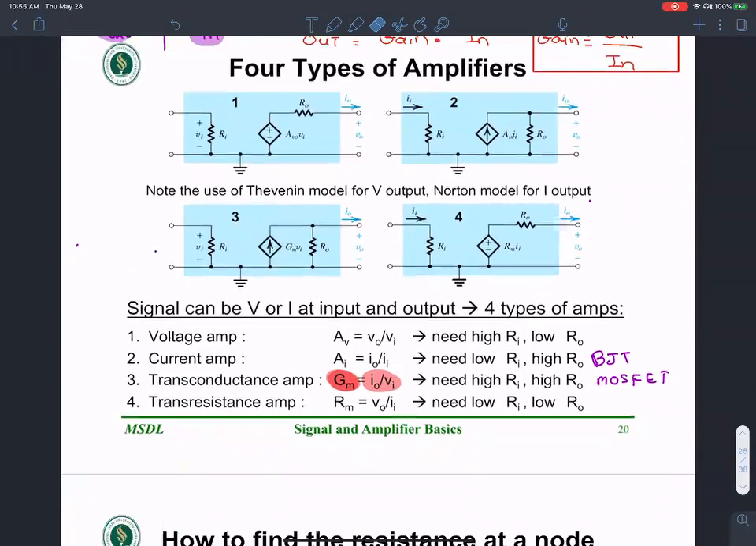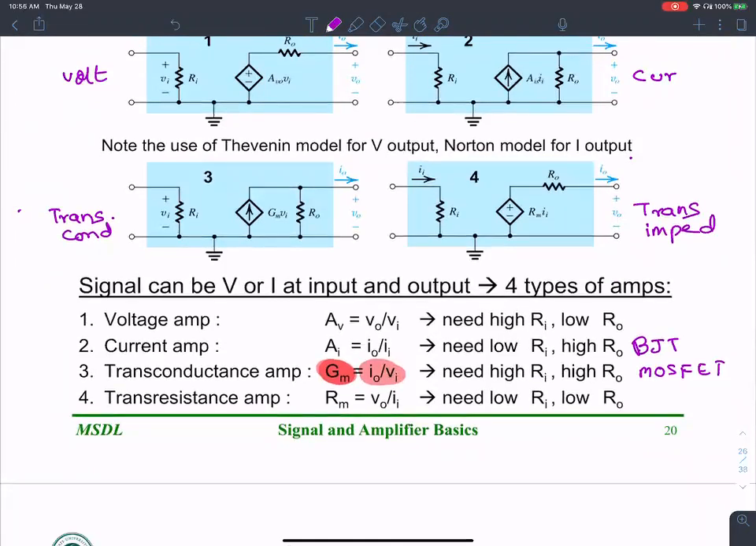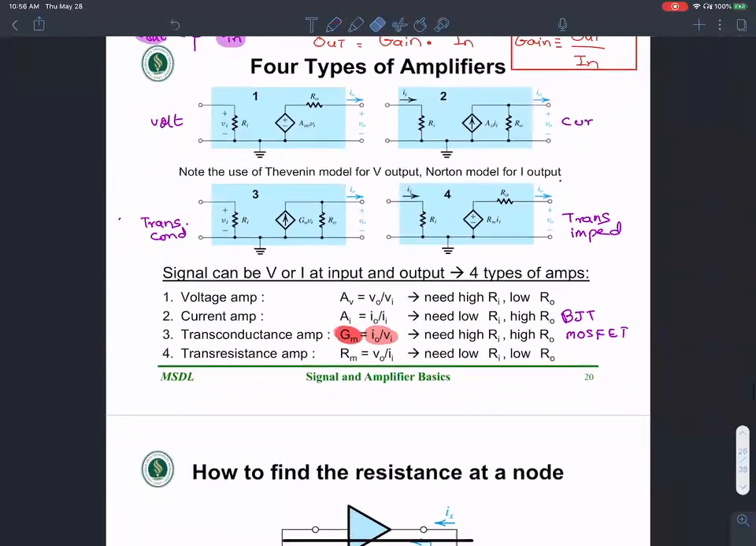Now there are four kinds of amplifiers. There's a voltage amplifier, a current amplifier, a transconductance amplifier, and a transimpedance amplifier. It's also shown as transresistance here, which is the same as transimpedance. So for example, if the output is a voltage and the input is a current, I have a transimpedance. If the output is a current and the input is a voltage, I have a transconductance. So on and so forth. You see the idea, right? I don't want to beat this to death.